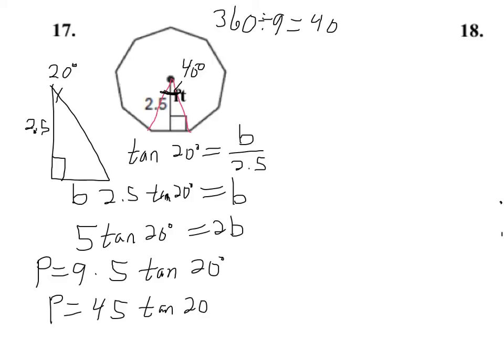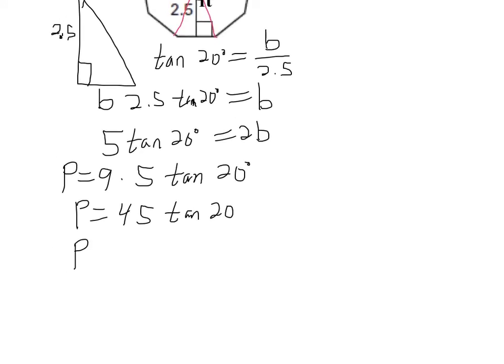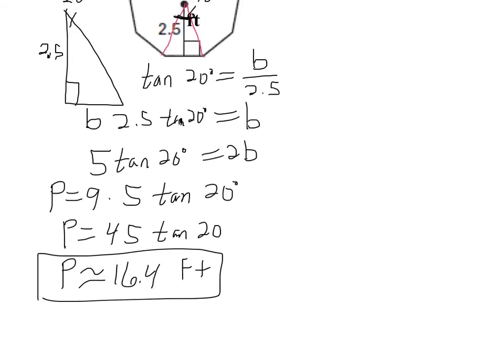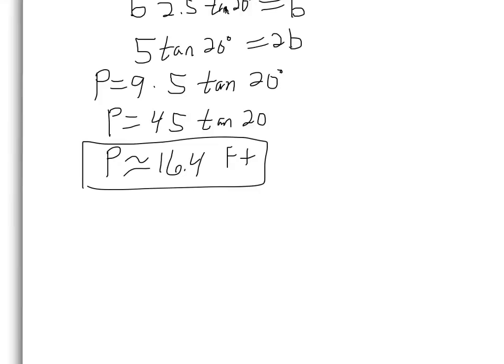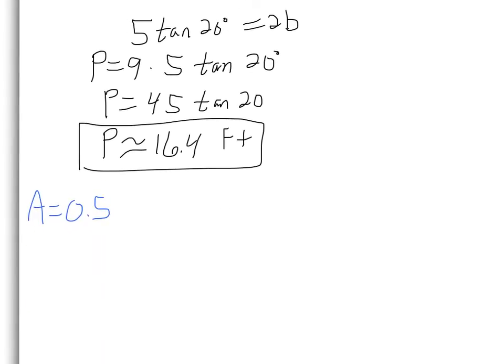If I type that in my calculator, I get 16.4 rounding. So I suppose my answer for perimeter is 16.4 feet. But now I can figure out the area. I have the perimeter. I already had the apothem to begin with. So the area is 1/2, or 0.5. The apothem is 2.5. And the perimeter, again, use the exact value perimeter. 45 tangent 20.